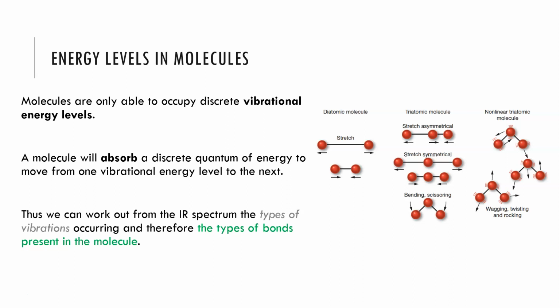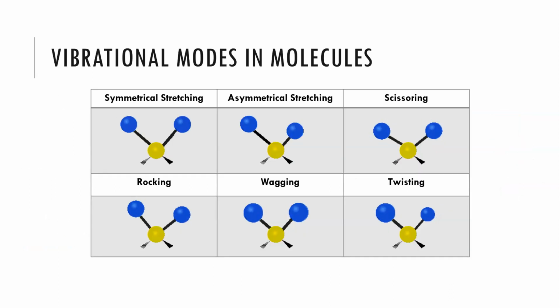So we can work out from the infrared spectrum the types of vibrations that occur and therefore the types of bonds that are present. So we can figure out if it's a single bond between a carbon and an oxygen or a carbon and a hydrogen. We can even determine if it's a double bond between a carbon and an oxygen by measuring these discrete energy levels and the changes that we see.